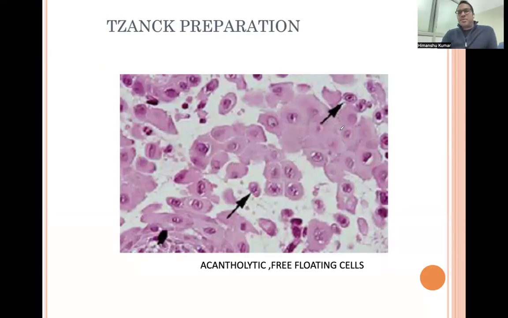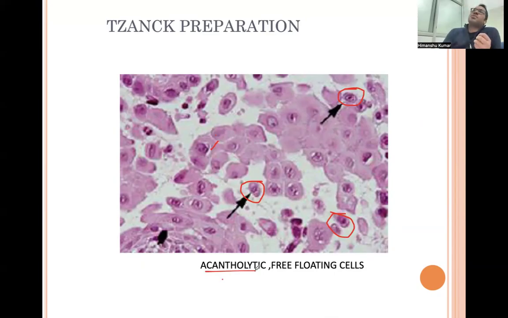This is Tzanck smear. So when we take a sample from the skin blister, we stain it and we see acantholytic cells. So here is an acantholytic cell. Now we can see that some of these keratinocytes are sticking to each other, but this one is floating freely. Or this is also an acantholytic cell. So cells that float freely in the epidermis, which are not bound to anything else around them, is also, again, an important question: acantholytic cells in your Tzanck smear in pemphigus patients.